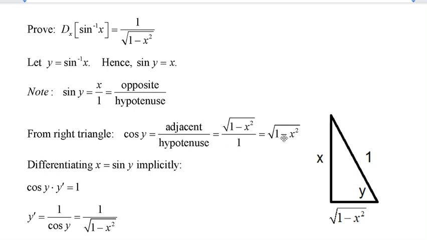But the cosine of y is the square root of 1 minus x squared. And therefore, the derivative of y is 1 over the square root of 1 minus x squared. But y is the sine inverse of x. And here, this is y prime, or the derivative of sine inverse of x. And therefore, the derivative of sine inverse of x is 1 over the square root of 1 minus x squared.